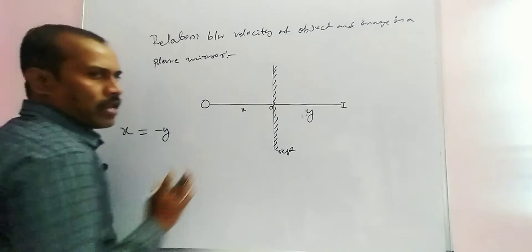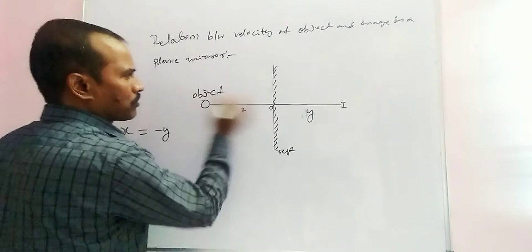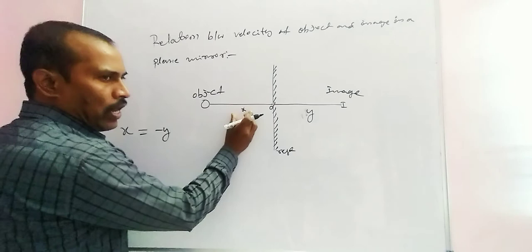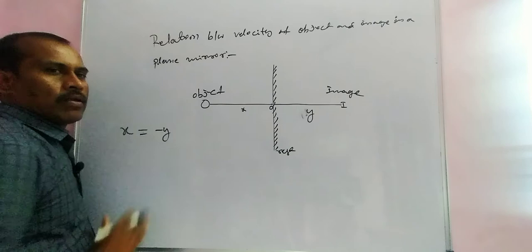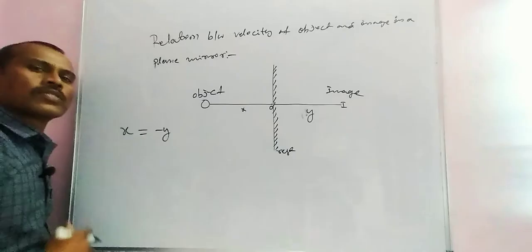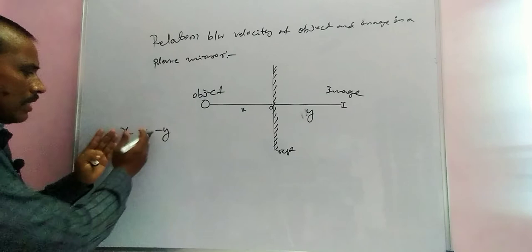So the object is on the left side, the image is on the right side. This object has negative value and this one has positive value. So minus x is equal to y. So x is equal to minus y. Minus x is equal to just y. So x is equal to minus y.